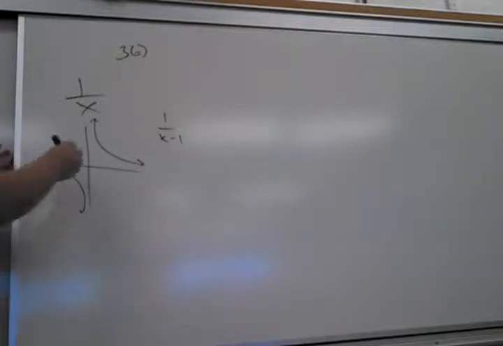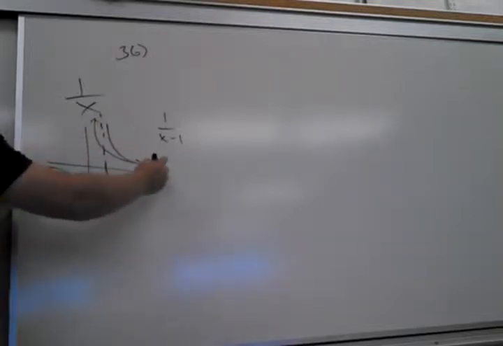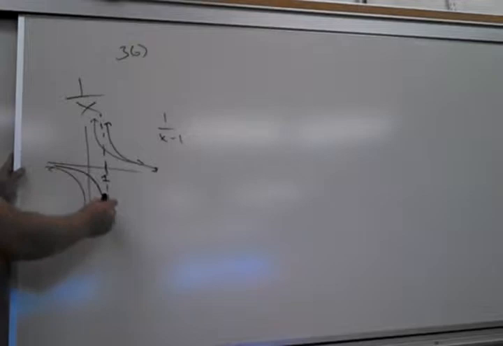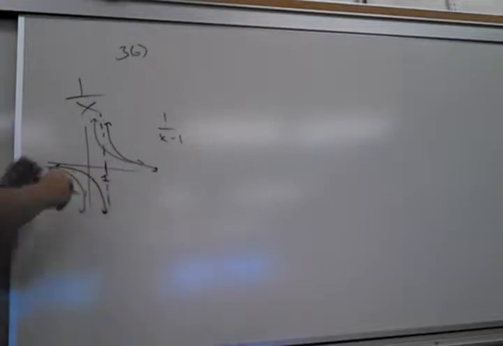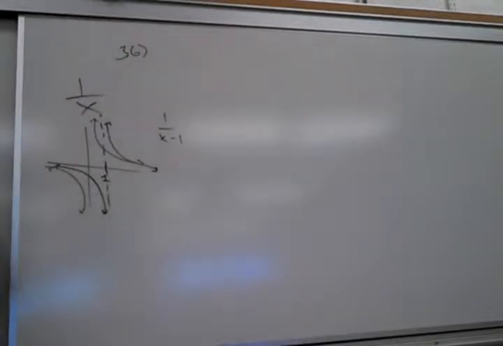Yeah, exactly. So this vertical asymptote would move over to 1, and then the shape would basically stay the same. And the only time that this horizontal asymptote would move is if I had a shift up or down, right? If I have an infinitely long pipe and I shift it over 1, it's still infinitely long in both directions. Doesn't care.